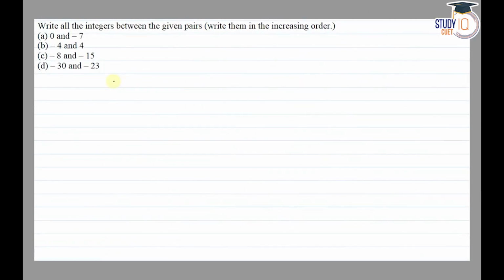Hello everyone, this question appears in class 6 NCERT chapter of integers. This is 7th question of its exercise 6.1. So the question says that write all the integers between the given pair. Write them in the increasing order.